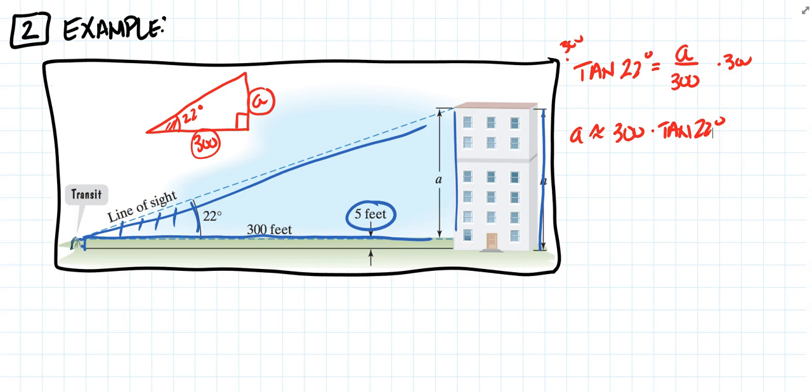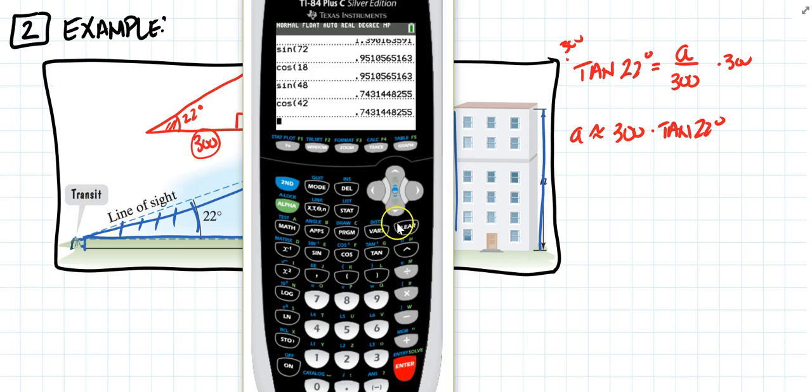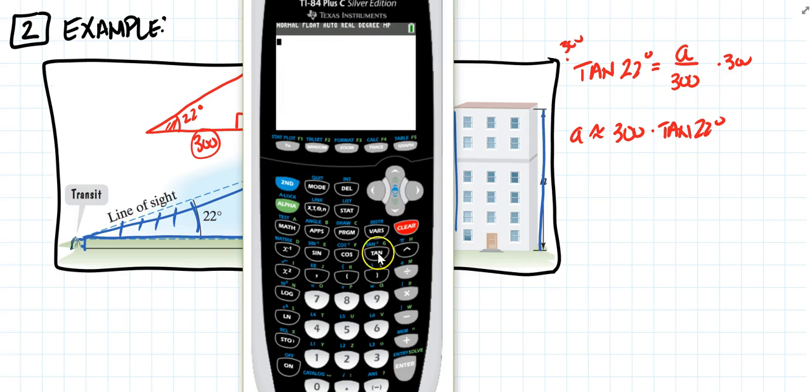So you do need your calculator for this one. I'm going to take my calculator out, clear whatever's on the screen, make sure I'm in degree mode, and take the tangent of 22 degrees, get that answer, and then multiply it by 300, which happens to be the length of the adjacent side of my right triangle, and I'm getting 121.2.